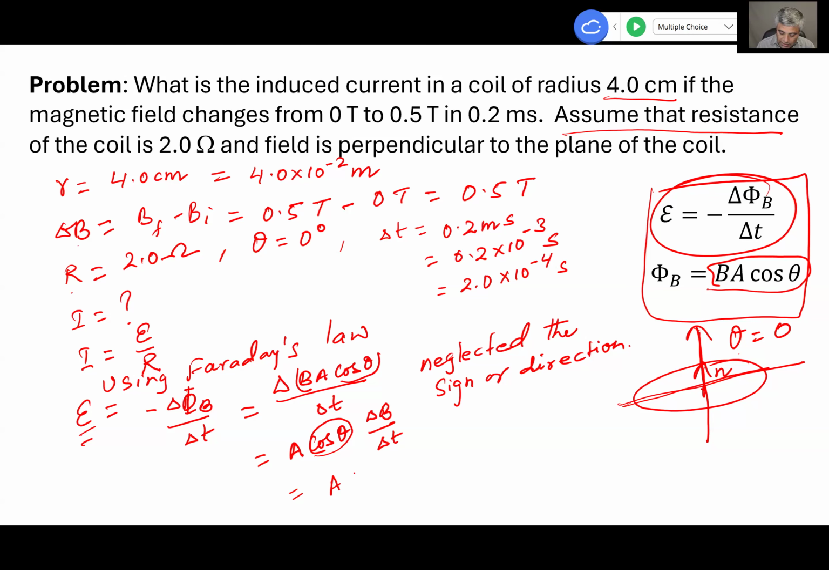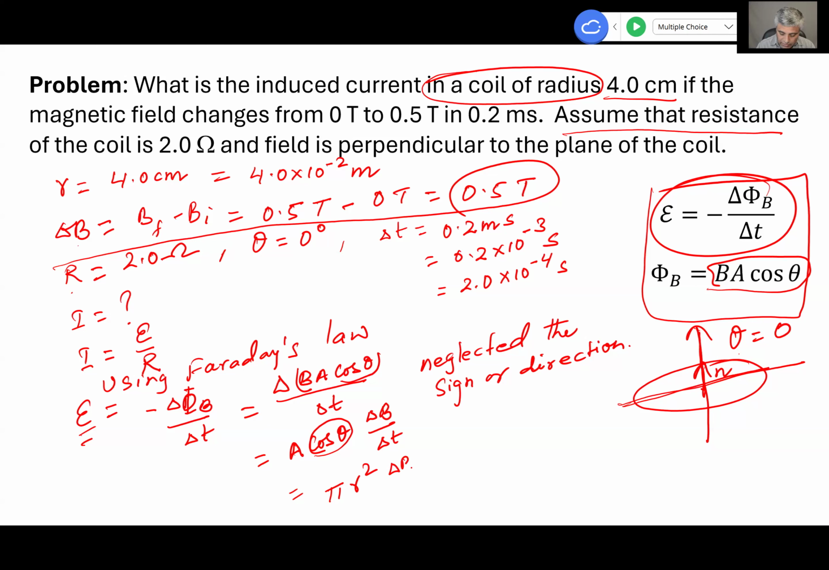So A is there, and delta B means, see, this is 0.5 Tesla. So maybe we should start plugging in numbers here. So area, so in this case, it says current in a coil of radius that much. So that means it is circular. So we can say, okay, area is pi r square, and cosine theta is just 1.